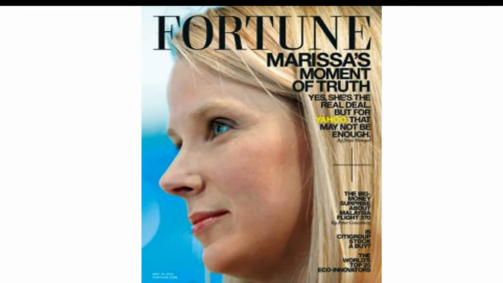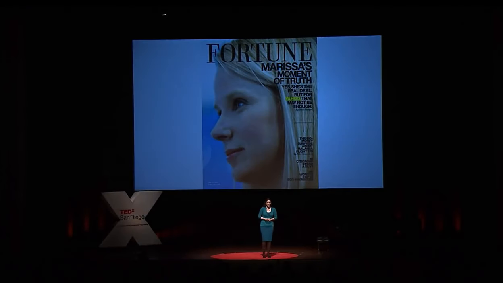It also shows up in headlines. In this case, Fortune magazine felt it necessary to reassure us that Marissa Meyer is the real deal, because as a blonde, attractive young woman, we might assume she wasn't. So media is not benign, because it is this sort of imagery that our brains use unconsciously in our calculations of who belongs where and what competence looks like.